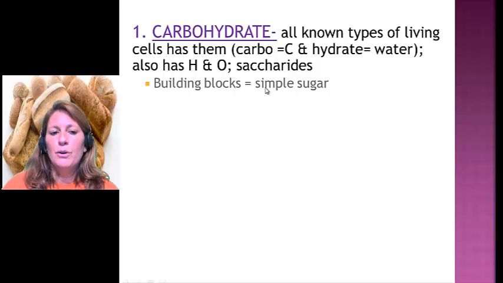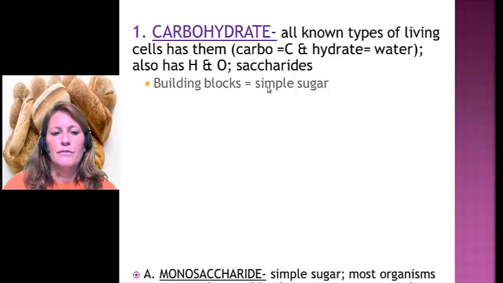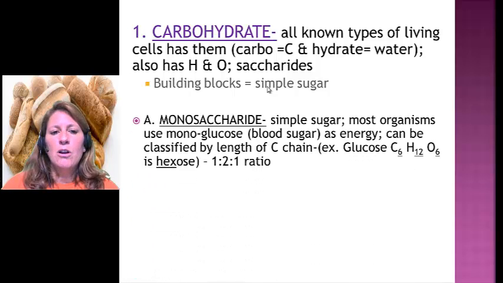Make sure you know the building blocks of each of these macromolecules, and I have a slide at the very end that kind of pulls it all together for you. Okay, so here are some saccharides. The first is monosaccharide, which means one sugar. This is your simple sugar. So carbohydrates, you can either put the building block as a simple sugar or they are monosaccharides. Most common monosaccharide is glucose, which is your blood sugar.